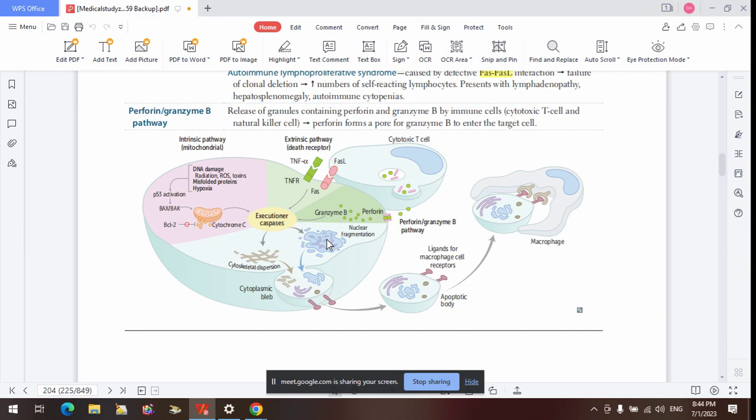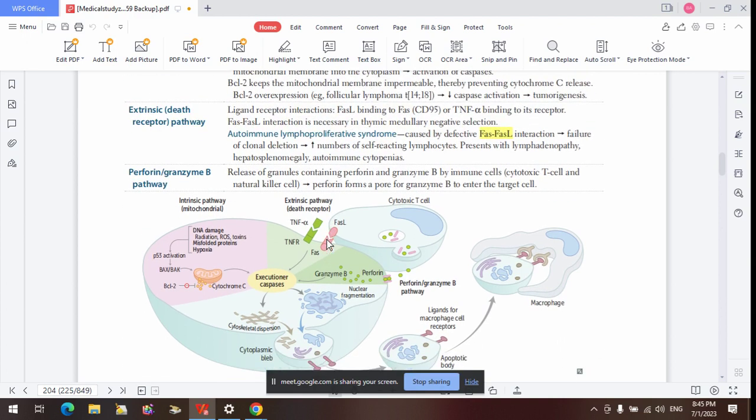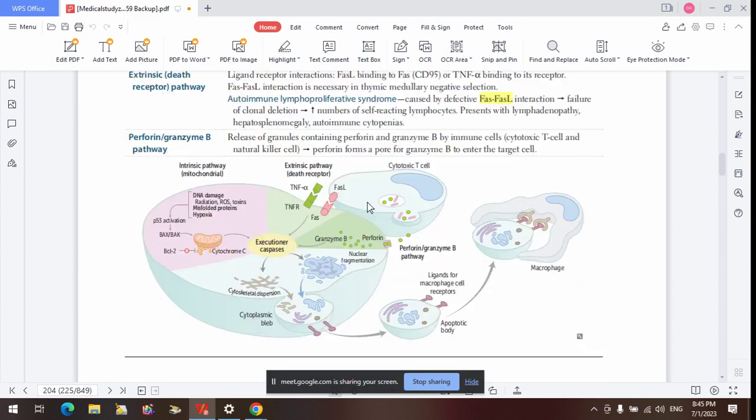So the characteristic staining in an apoptotic body is what? A deeply basophilic nucleus and a deeply eosinophilic cytoplasm. Very, very important. So that's that about the intrinsic pathway.